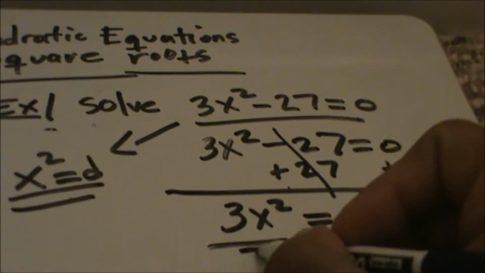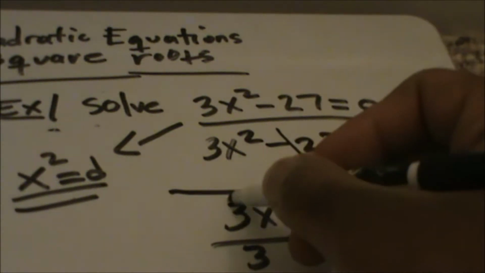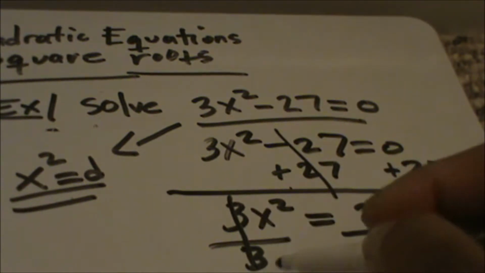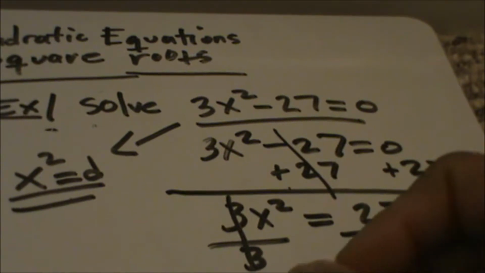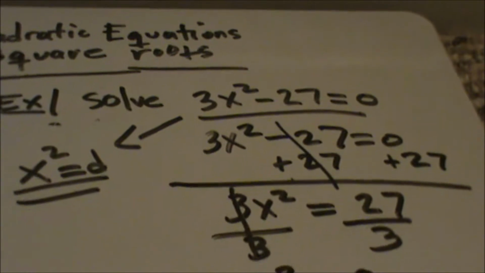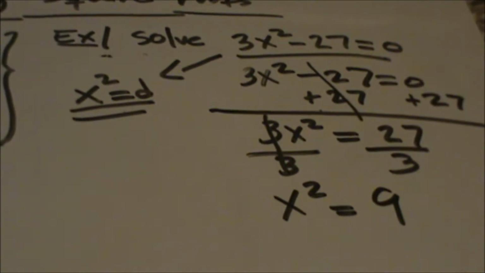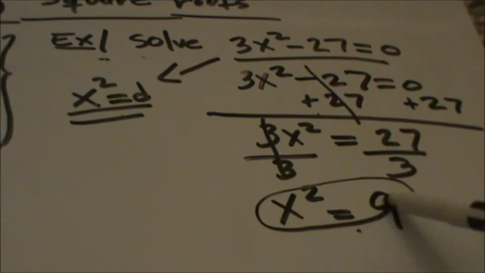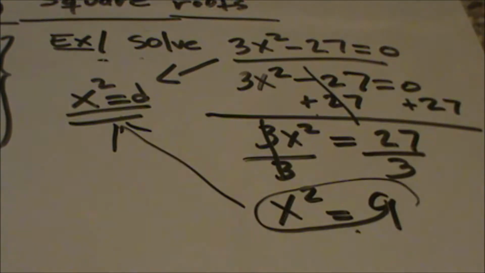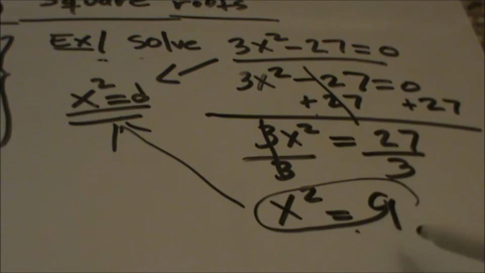So we divide by 3 on both sides. What we do on one side, we do on the other. So the 3 here cancels because of the reciprocal. X squared equals 9. Let me show you. So now we got this to look like that. So we're cooking with gas. Now x squared equals 9.